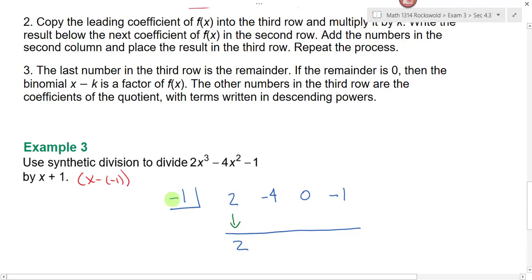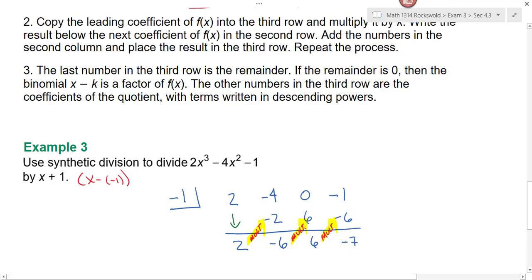Then we multiply. Negative 1 times 2 is negative 2. We put that product right here. So from here to here, I'm multiplying negative 1 times 2. Then I add these numbers to get negative 6. Then negative 1 times negative 6 is 6. Then I add 0 and 6 to get 6, and then negative 1 times 6 is negative 6, and then I add to get negative 7.